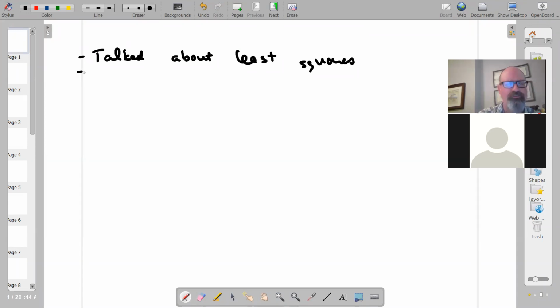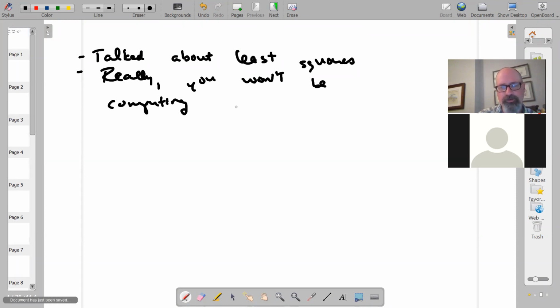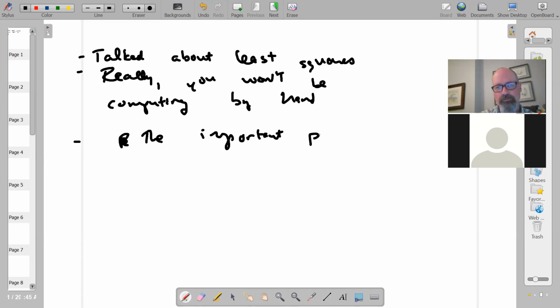So, remember last time we talked about least squares, but really, you won't be computing it by hand. That's not really the importance of it, though it might appear otherwise. If you look at most books, you wind up computing some least squares approximation by hand, but that's not really why it's there. So the discussion I want to have today is, the important part, at least for me personally, it's this question.